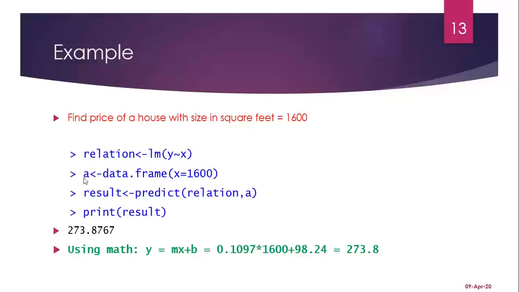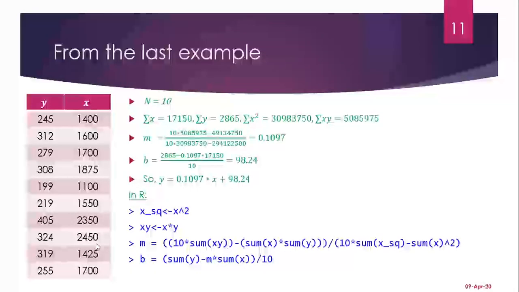A becomes a data frame, x is equal to 1600. So this is our new data frame. In this data, x was 1600. So I just want to predict the value of y given x is equal to 1600. This was the original value, 312. So I deliberately took a value which was earlier in the table, 1600.